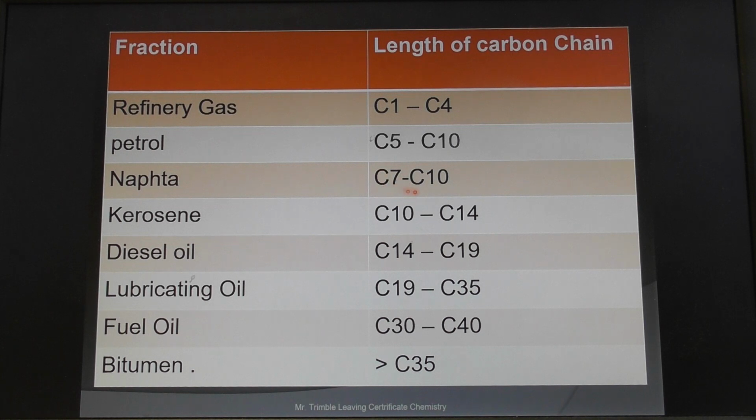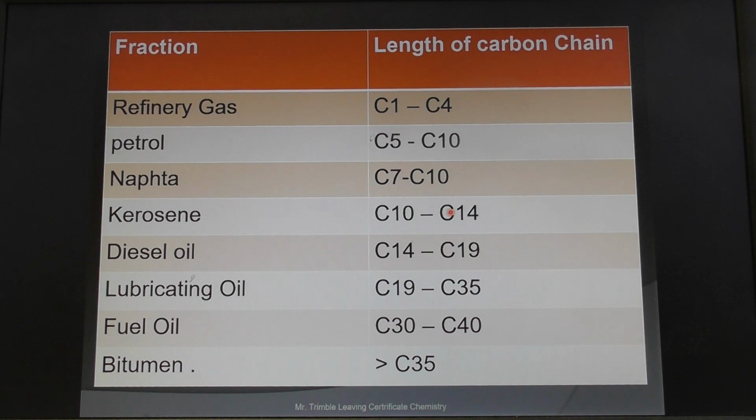Naphtha, you see, is around C7 to C11, I think I said earlier, but in around that. Kerosene is C10 to C14. Oh, I was a bit off with the diesel there, 14 to 19 for diesels. The diesel is a bit longer than I said earlier. Lubricating oil then 19 to 35, and fuel oil 30 to 40, and bitumen would have a carbon chain length of greater than 35. To give you some idea, vegetable oil would be around C17.